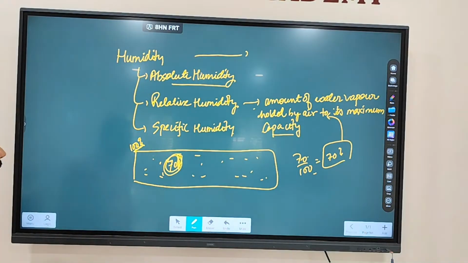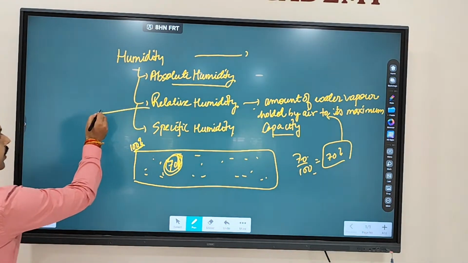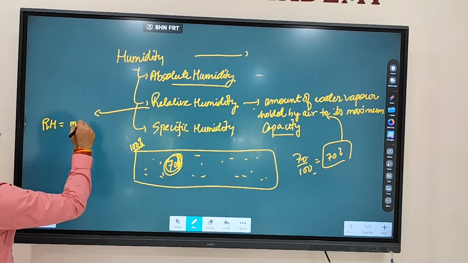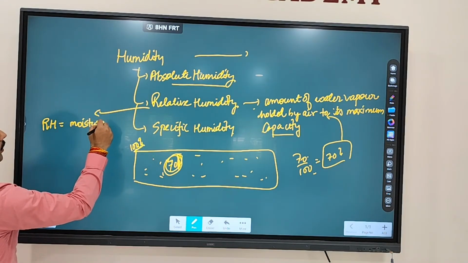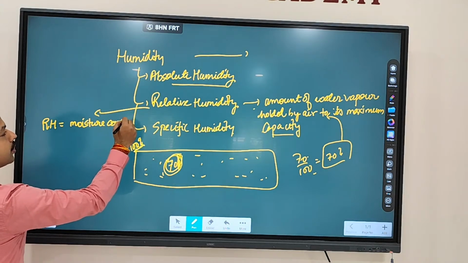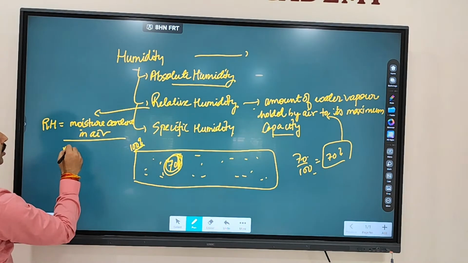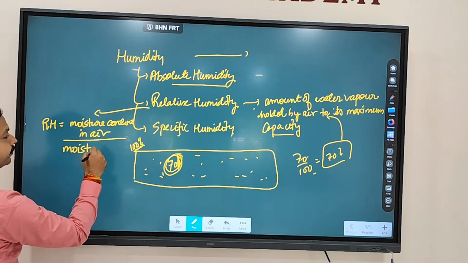Clear? So that's why the formula for relative humidity is the moisture content in air divided by moisture holding capacity.